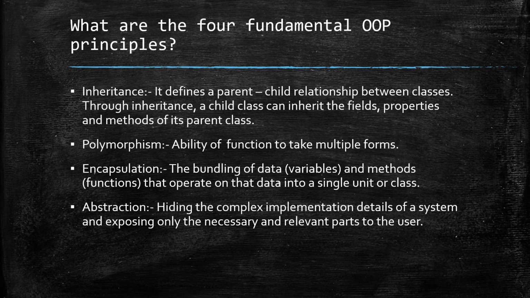Inheritance. It defines a parent-child relationship between classes. Through inheritance, a child class can inherit the fields, properties, and methods of its parent class. Polymorphism. Ability of function to take multiple forms. Encapsulation, the bundling of data, variables, and methods, functions that operate on that data into a single unit or class. Abstraction, hiding the complex implementation details of a system and exposing only the necessary and relevant parts to the user.